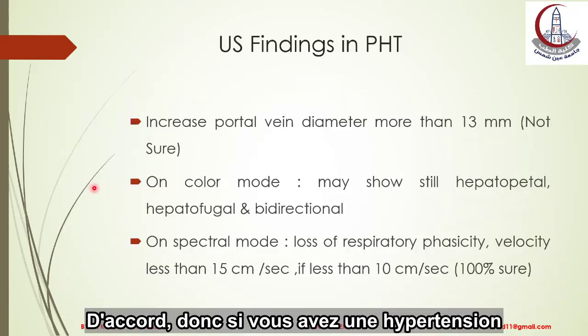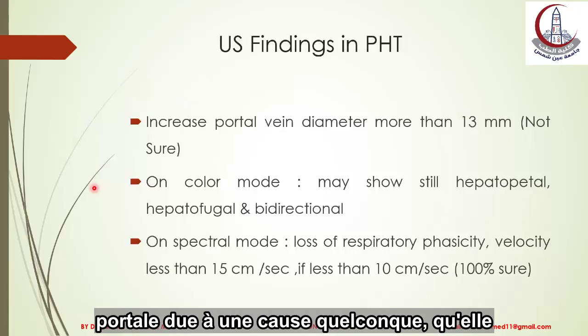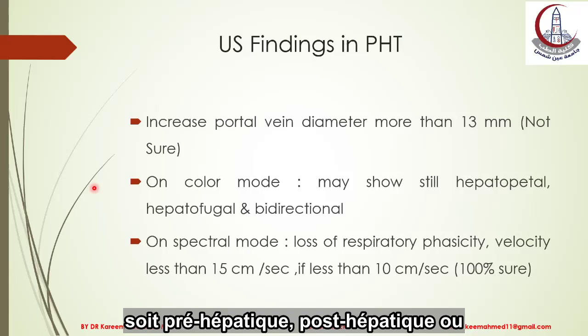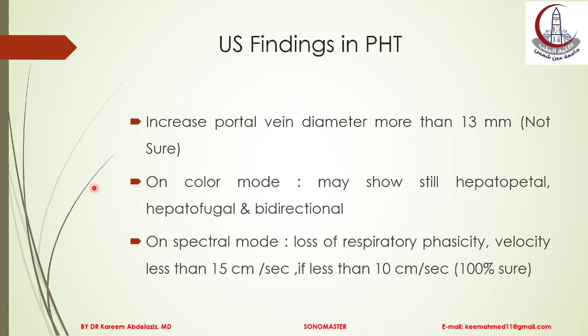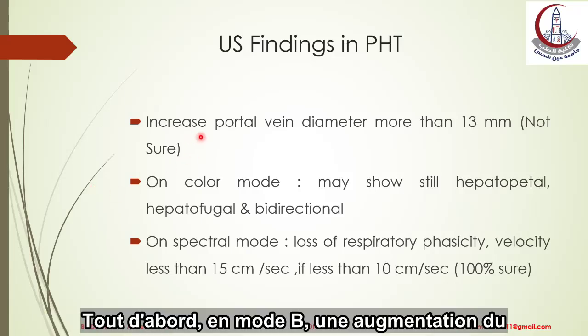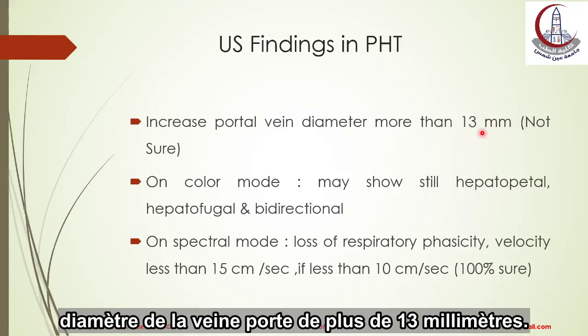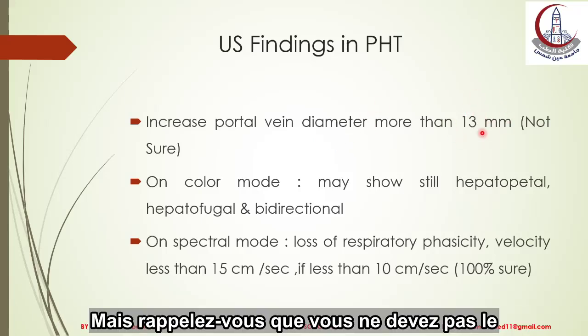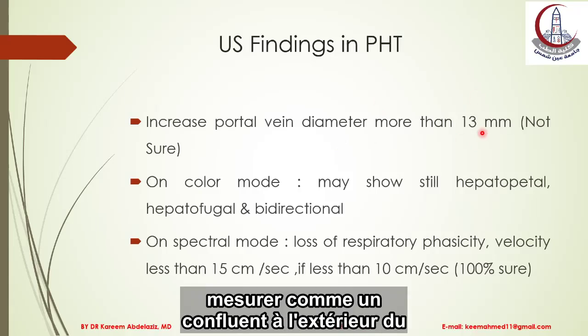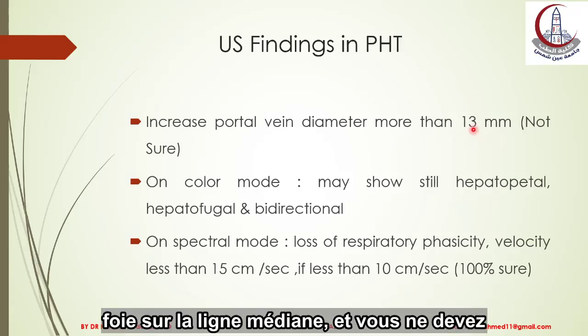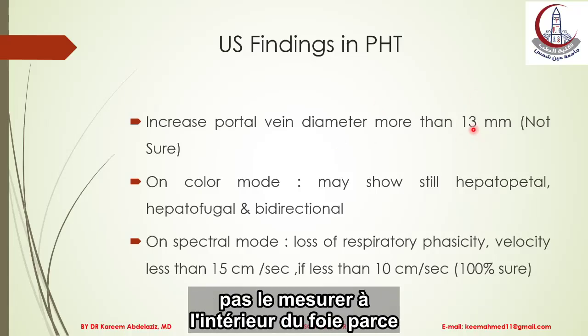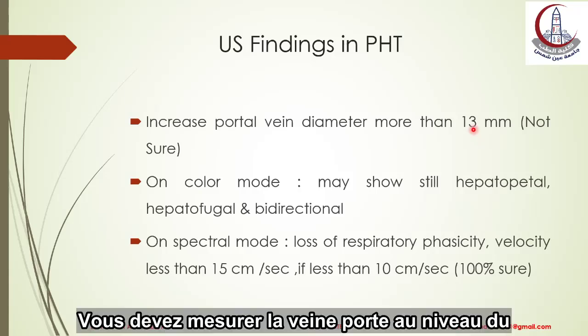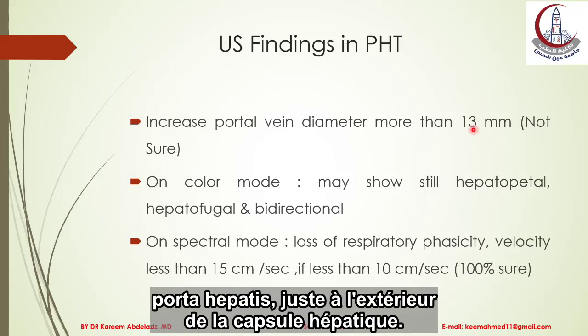Okay, so if you have portal hypertension due to any cause, either prehepatic, posthepatic or hepatic, what are you supposed to find on ultrasound? First of all, on B mode, increased portal venous diameter of more than 13 millimeter. But remember, you should not measure it at the confluence outside the liver in the midline, and you should not measure it inside the liver because you are measuring the right portal branch there. You should measure the portal vein at the porta hepatis, just outside the liver capsule.